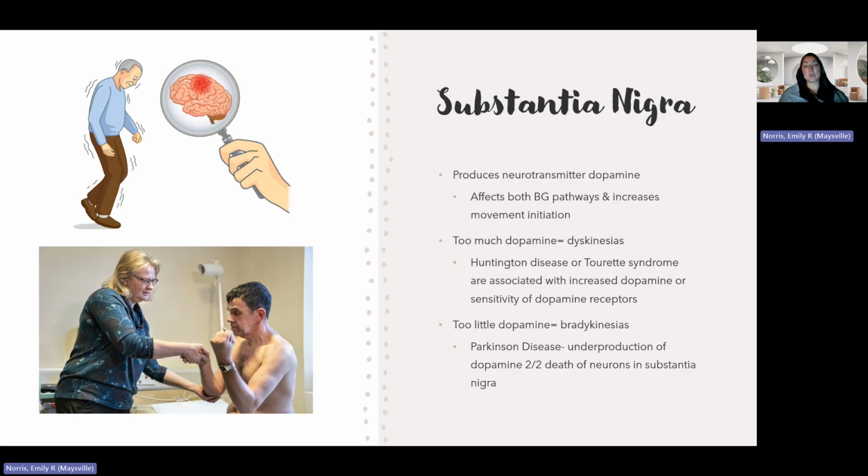If the person has too little dopamine, this would cause bradykinesia, which is a slowness of movement. Parkinson's disease is the one we think of, where people have an underproduction of dopamine because some of the neurons within the substantia nigra have died. The symptoms include slow movements, shuffling gait, and freezing of gait. The movements are small, even though their brain is telling them to do big movements. It's really hard to start and initiate movements.